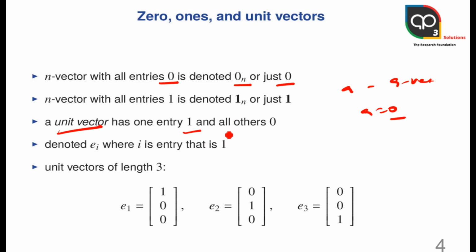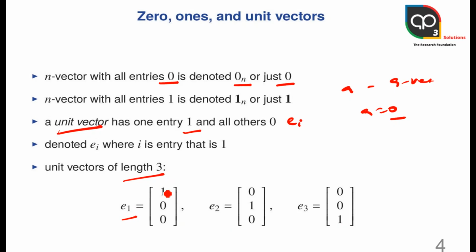So the ith unit vector is the unit vector with ith element 1, denoted as e subscript i. For example, e1 is 1, 0, 0, e2 is 0, 1, 0, and e3 is 0, 0, 1. These are the 3 unit vectors of size 3.